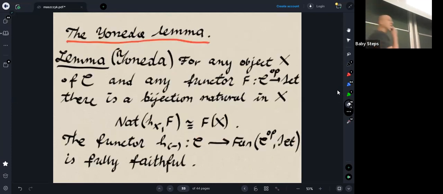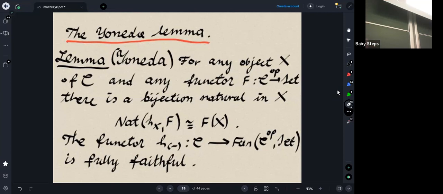This is important because of the following lemma due to Yoneda, saying that for any object X of the category C and any functor F, capital F, from the category C with arrows reversed to the category of sets, there is a bijection, which is natural in X, between the set of natural transformations between the functor H_X and the given functor F, and the set which is the value of this functor F evaluated at the object X.